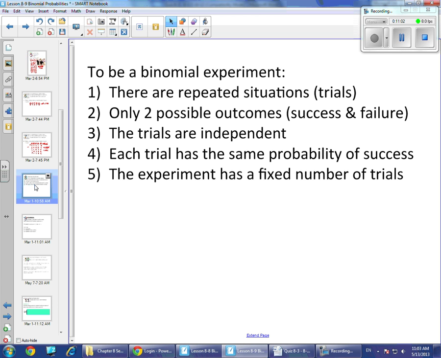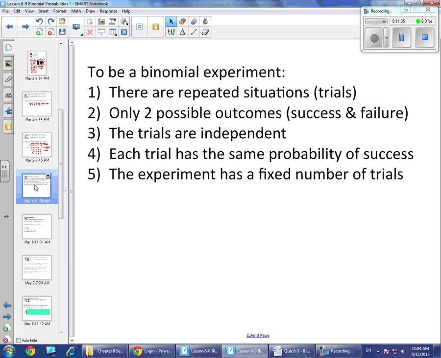Okay, so now these situations are all examples of something called a binomial experiment. And these are the properties of a binomial experiment. One, there are repeated trials or situations. So John Schuster here was taking 5 shots. Those are our repeated trials. Two, there's only 2 possible outcomes, success and failure. He either makes the shot or he misses the shot. Three, the trials are independent, and if you remember, that means the probabilities don't change, or they don't change one another's probabilities. And then four, each trial has the same probability of success. And then number five, the experiment has a fixed number of trials. Okay, so these are the 5 things that make up a binomial experiment.